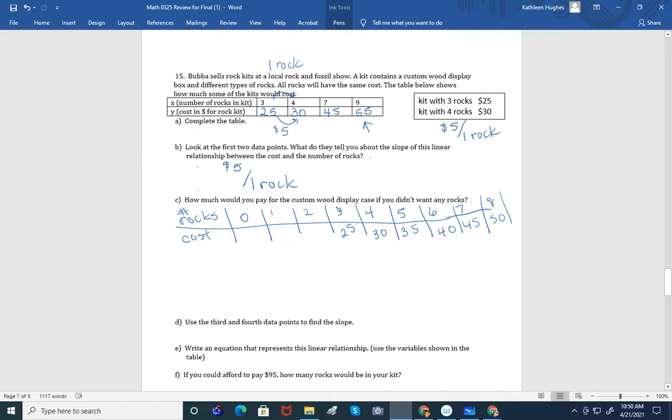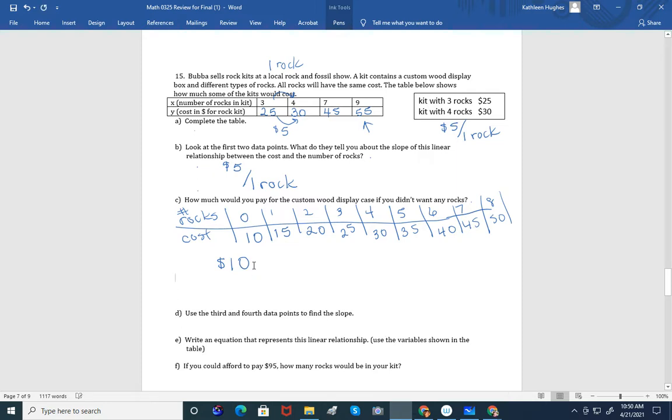So just subtract a rock off. Every rock is $5, so this would be $20. This would be $15. So if you didn't get any rocks, it still costs $10. So the custom wood display case obviously cost $10. That's how much you would have to pay even if you didn't want any rocks.